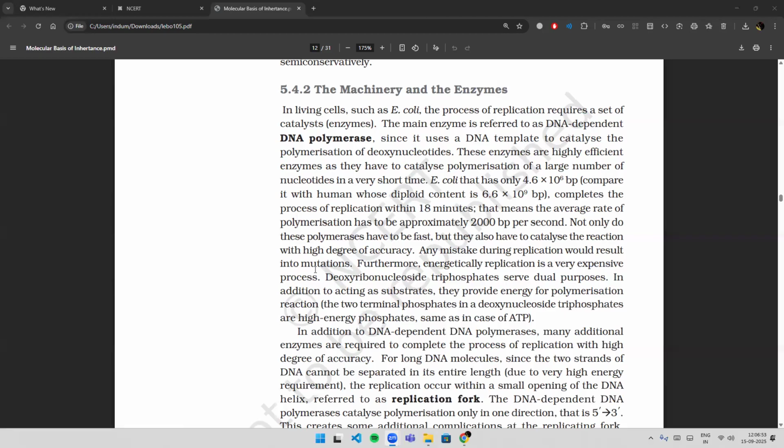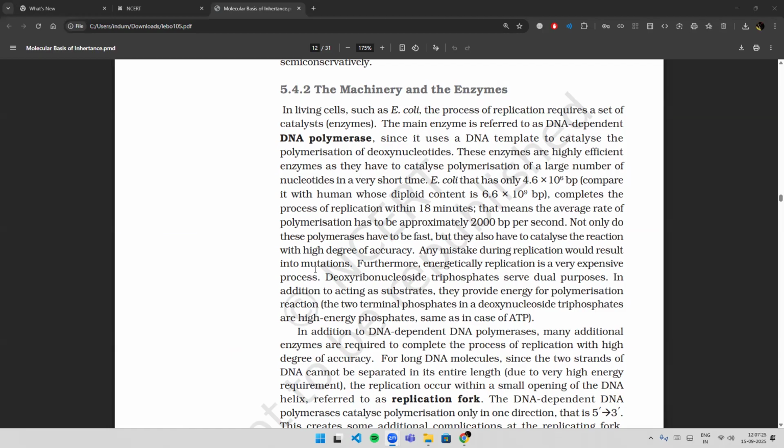E. coli has only 4.6 × 10^6 base pairs. Compare it with human, whose diploid content is 6.6 × 10^9 base pairs. E. coli completes the process of replication within 18 minutes. That means the average rate of polymerization has to be approximately 2000 base pairs per second. Not only do these polymerases have to be fast, but they also have to catalyze the reaction with a high degree of accuracy. Any mistake during replication would result in mutations.